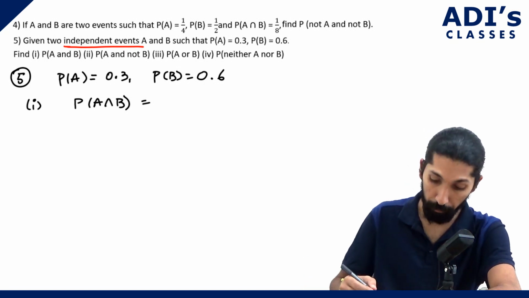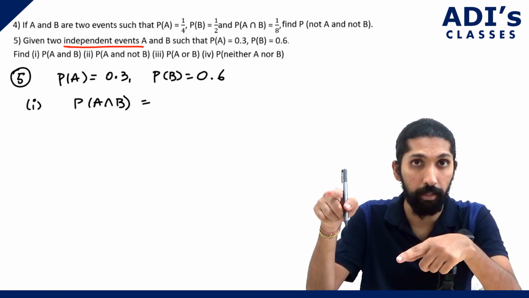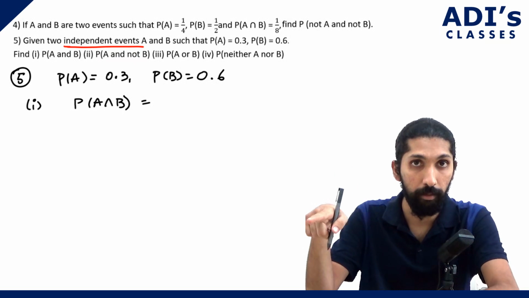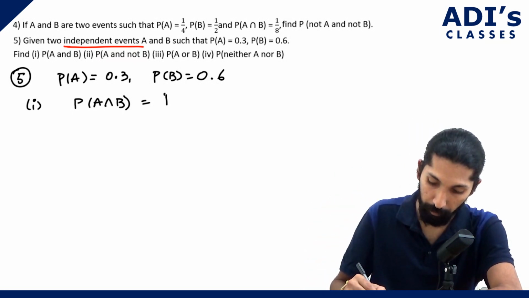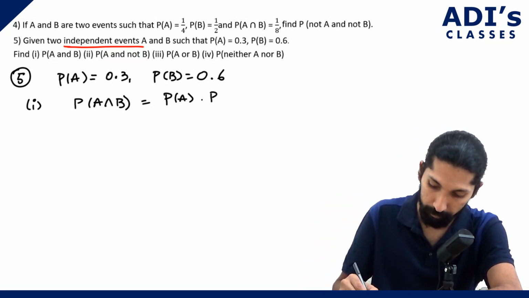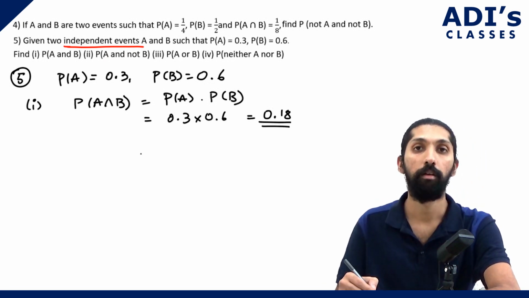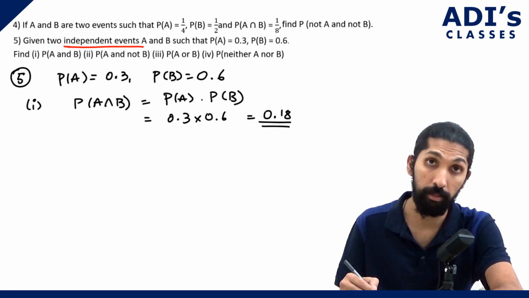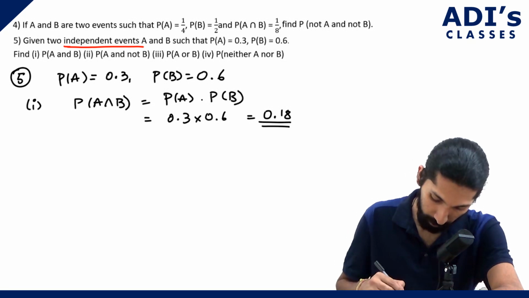So P of A intersection B, or P of A and B, since they are independent, is P of A into P of B. That's 0.3 into 0.6, 0.18. This is the answer for the first one. Very simple. Look at the second one.